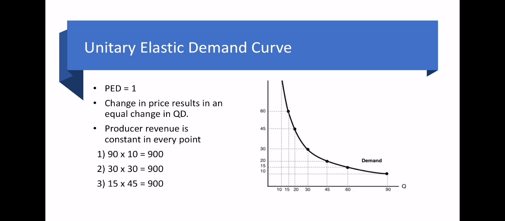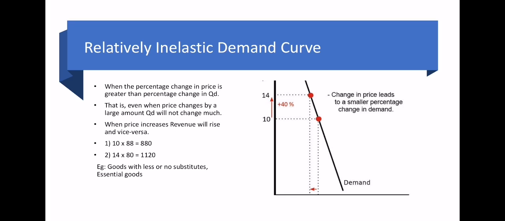So you can either sell 90 units at 10 rupees, that will be 900 your revenue. Or when you increase the price to 30, there will be 30 units demanded. Then still you will have a revenue of 900 rupees. So your revenue will also be constant throughout. Next we have the relatively inelastic demand curve.